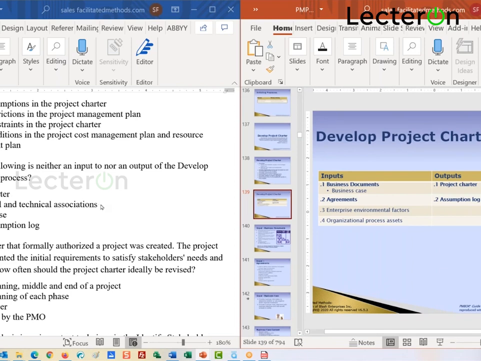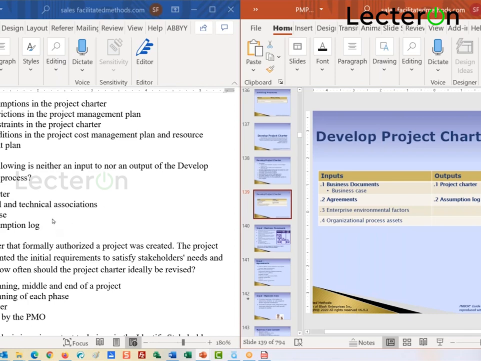Professional and technical associations. Let me explain this one because this is pretty typical too. They're talking about an input or an output. This is more a tool and technique. So when they talk about inputs or outputs, look for whether they gave you something that was a tool or technique. Is the business case an input? Yes. Is the assumption log an output? Yes. So the answer there would be professional and technical associations.